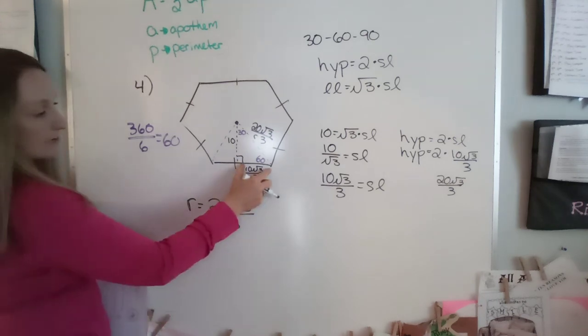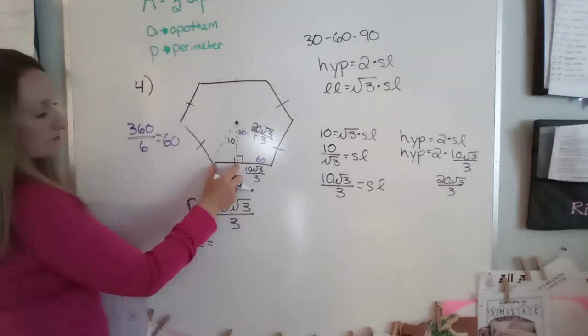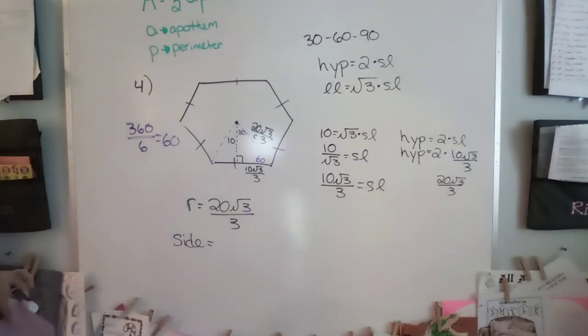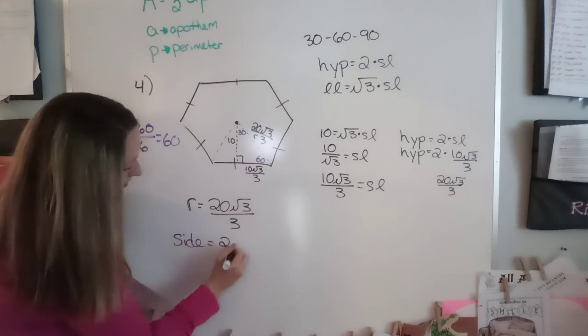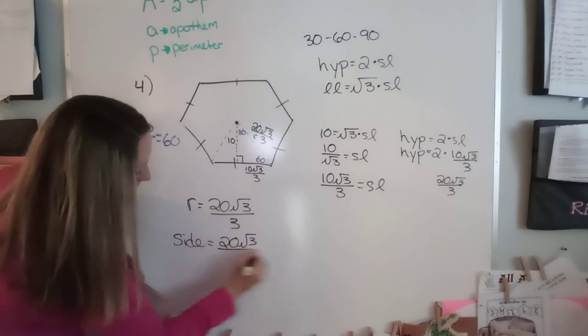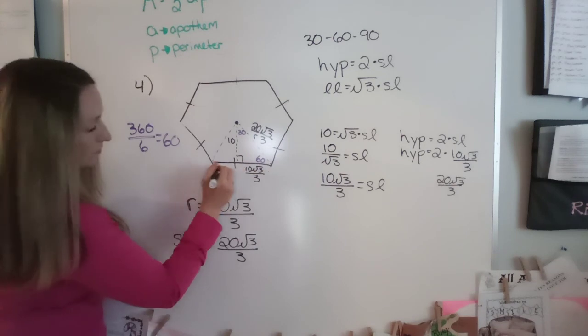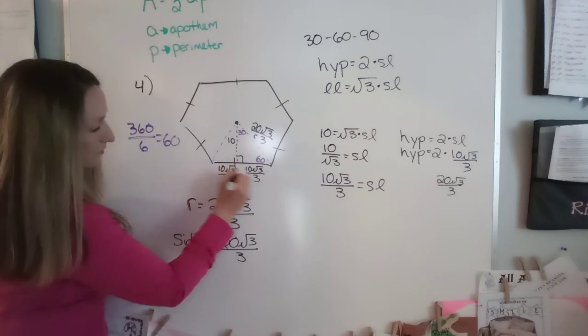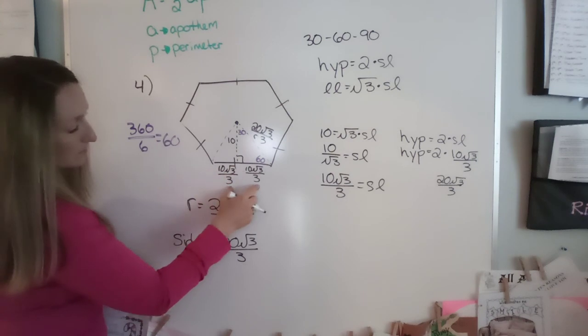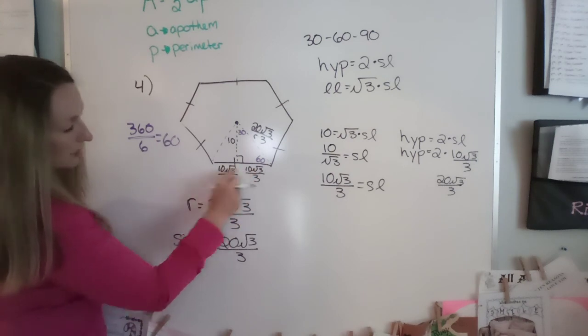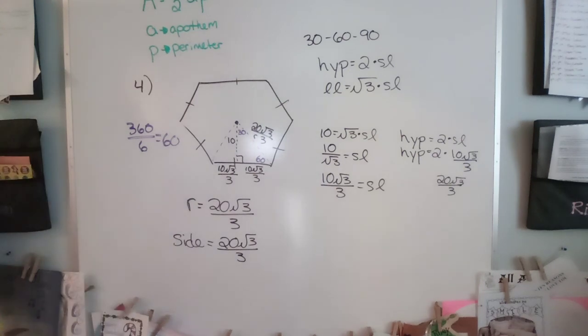If this piece is 10√3 over 3, and this piece is 10√3 over 3, I'm going to add them together. Or you're going to take 10√3 over 3 and multiply by 2. Okay? And when you do that, you're going to get 20√3 over 3. So your radius and your side length are the same. So it's 20√3 over 3. I have to add them together, keep the denominator the same, add the numerators. 10 and 10 is where the 20 comes from, but the radicals don't get added. So that's where 20√3 over 3 comes from.